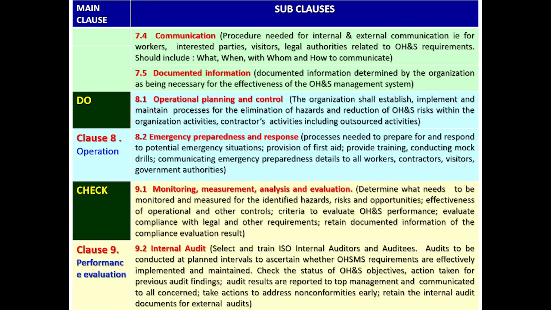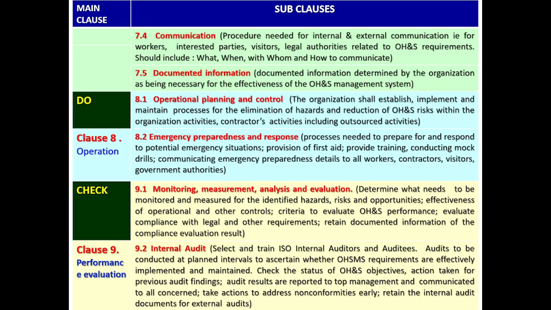8.2 is emergency preparedness and response. Prepare emergency preparedness procedures for potential emergency situations like fire, chemical accidents, etc. Provide first aid, provide training to relevant personnel, conduct mock drills at regular intervals, audit the mock drills and communicate the findings to all concerned for suggestions and corrections. Have a safety team to monitor all these.